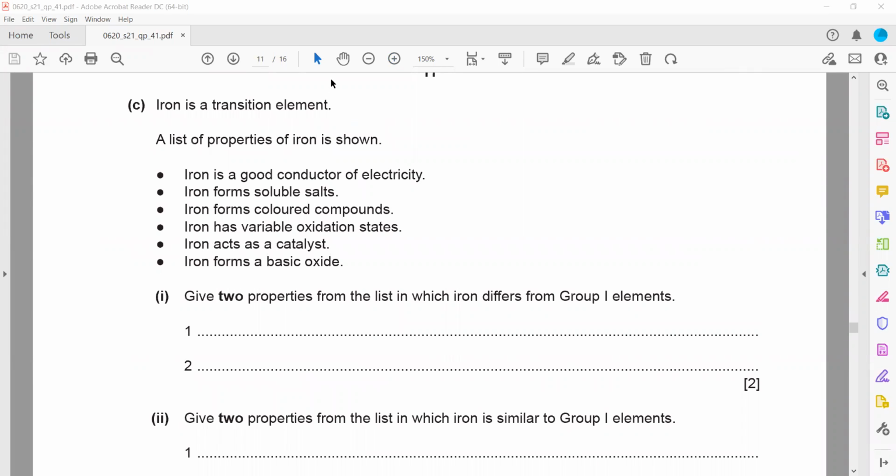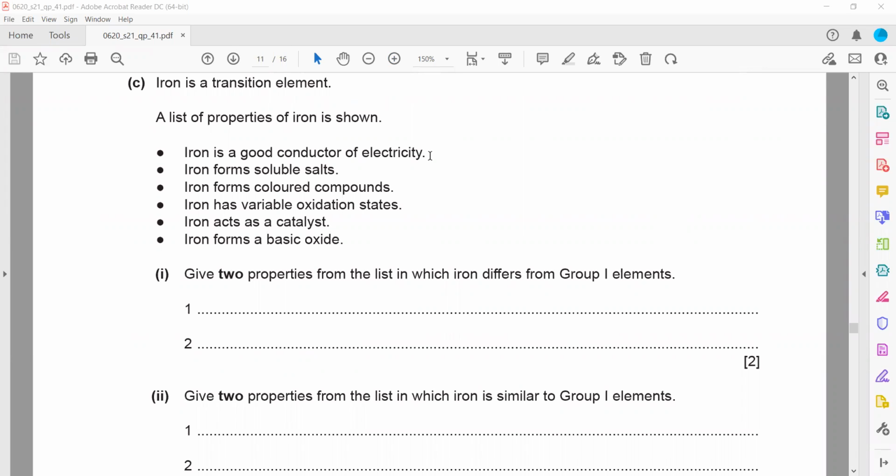Iron is a transition element. A list of properties of iron is shown. Give 2 properties from the list in which iron differs from group 1. So can you take the properties in which iron differs from group 1? Use a screen annotation to mark which properties are present in iron but not in group 1.